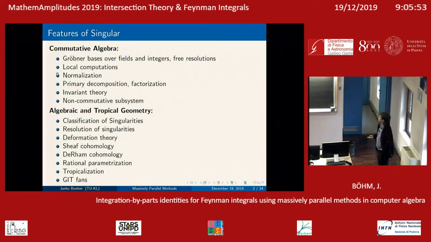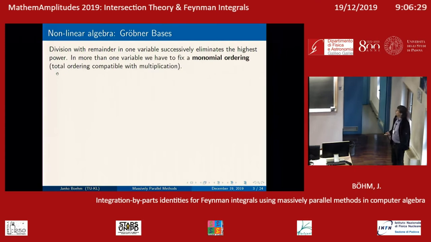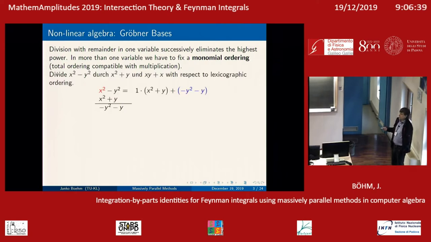The basis of all is methods for non-linear algebra. You all know the Gauss algorithm, you all know the Euclidean algorithm for computing a GCD. If you combine these two ideas, you get what's called Buchberger's algorithm to compute Gröbner bases. If you think of a GCD, the main operation is division with remainder. If you have polynomials in more than one variable, it's not clear how to do division with remainder, so you have to fix what is called a monomial ordering. You can order your monomials just like you would write them in a lexicon or in different other ways. Then you can do a division, right?